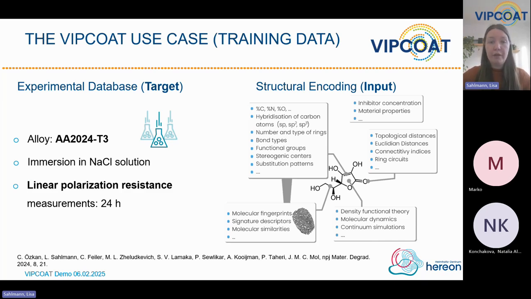Now about how to encode the structure of the molecule. We are using so-called molecular descriptors. And these descriptors can be anything about the structure of the molecule. So it could be which functional groups the molecule contains. It could be the topological or Euclidean distances in the molecule. It can be density functional theory and so on. So everything that you somehow can put into a number about the structure of the molecule. We used 2 different softwares, AlvaDesc and RDKit, to generate these molecular descriptors.